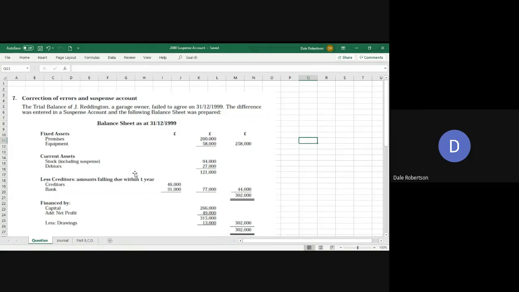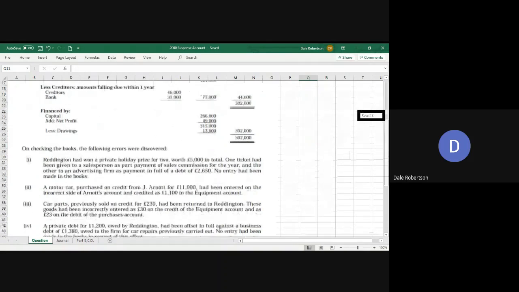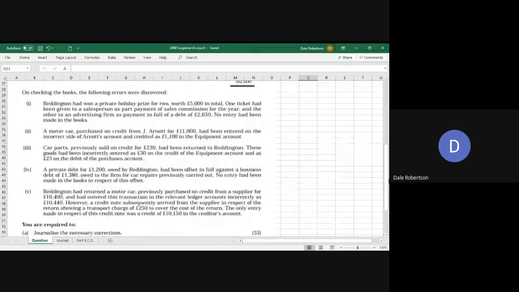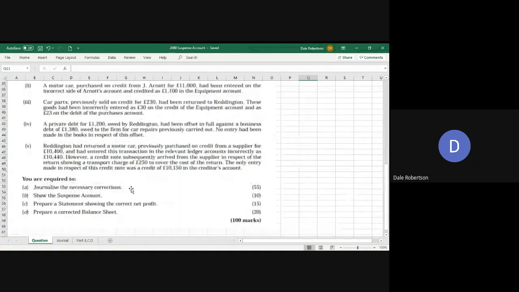But of course, we are going to eradicate some errors and get rid of that suspense, and that's going to change that slightly. As we read further down, it says on checking the books, the following errors were discovered. There are 1, 2, 3, 4, 5 of them. It is our job to journalize these, enter them into the general journal, as we looked at in the higher ordinary level questions. That's 55 out of the 100 marks right there.